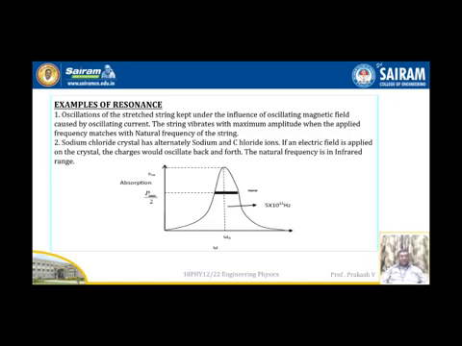The second one is we have to consider the NaCl crystal. If an electric field is applied on the crystal, the charges would oscillate back and forth, and the natural frequency is in the infrared range. So here is a chart, and if we plot a graph of angular frequency versus natural frequency, the curve obtained is as shown in the diagram. And when the value of omega is equal to omega naught, the value of P becomes maximum. So here omega naught is considered as the resonance frequency.